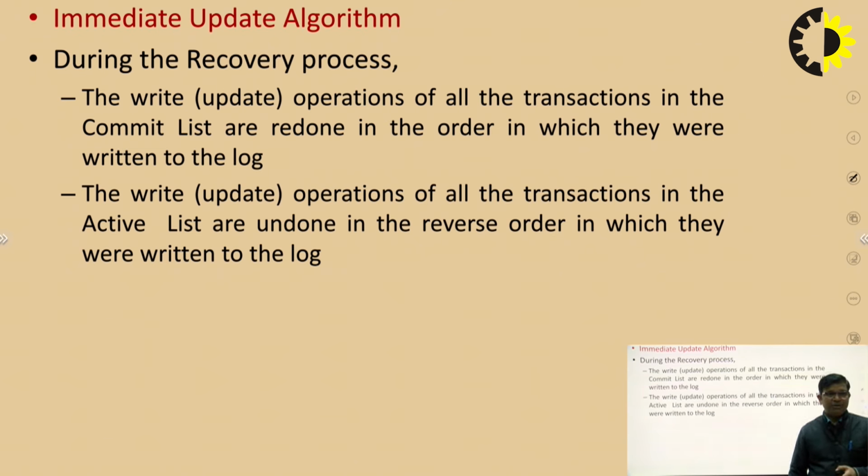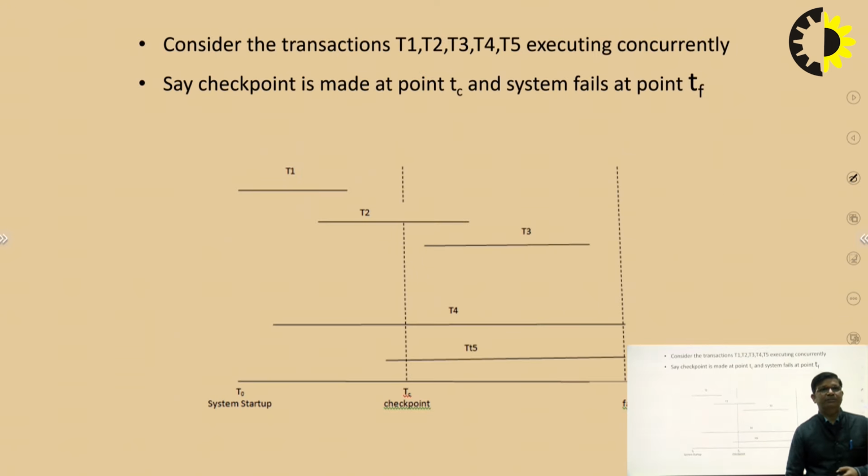Now the immediate update algorithm. During the recovery process, the write operations of all the transactions in the commit list are to be redone in the order in which they were written in the log file. The write update operations of all transactions in the active list are undone in the reverse order in which they were written in the log file. So redo is in the order written in the log file, and undo is in the reverse order. This is most important.